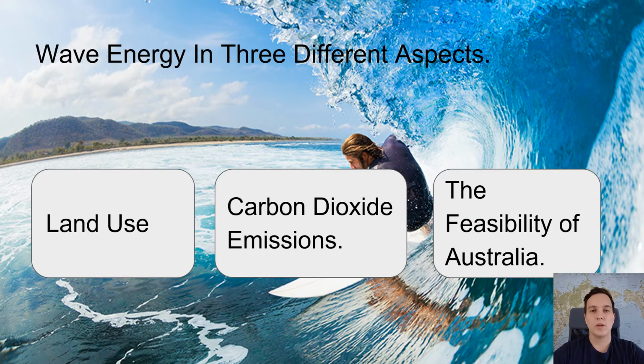We're going to be looking at wave energy within three different aspects: land use, CO2 emissions, and its feasibility in Australia. To start us off, Enyuan will be providing an overview of land use and implications of wave energy, including how it is impacted by location and factors that can affect its usefulness. We'll then hear from Jules, who will be examining the implications of wave energy on CO2 emissions and how wave energy can help address the issue.